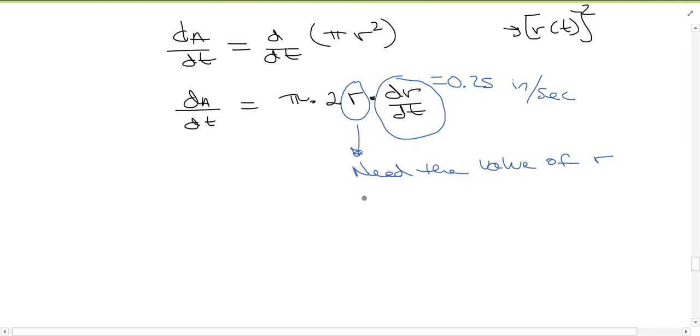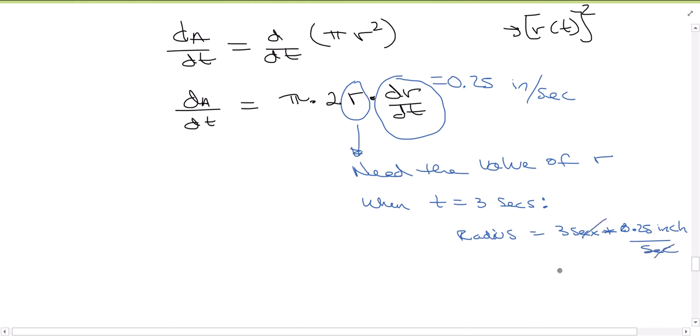So when t equals 3 seconds, the radius will be the 3 seconds times the rate of change of the radius, which is 0.25 inches per second. So our seconds will cancel, leaving us with 3 times 0.25, which is 0.75 inches. So that will be the radius after 3 seconds.